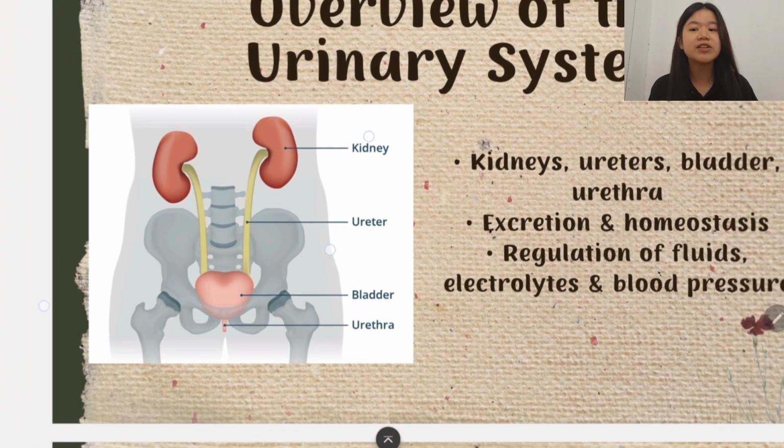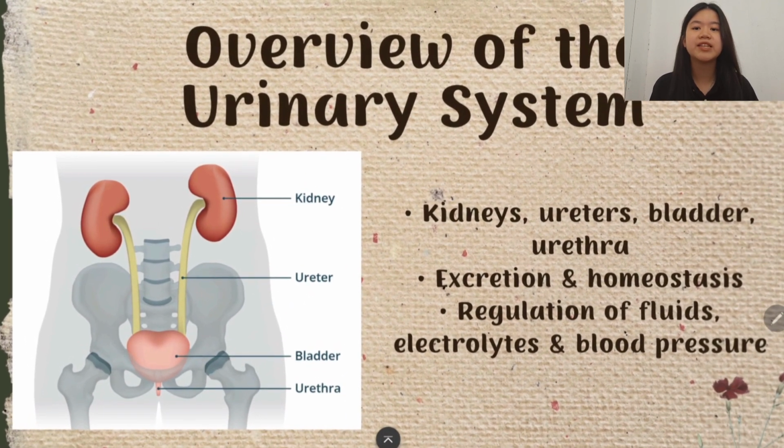Among these organs, the kidneys play the most crucial role. They are responsible not only for removing metabolic waste products from the blood, such as urea and creatinine, but also for regulating body fluid, electrolytes, acid-base balance, and blood pressure.